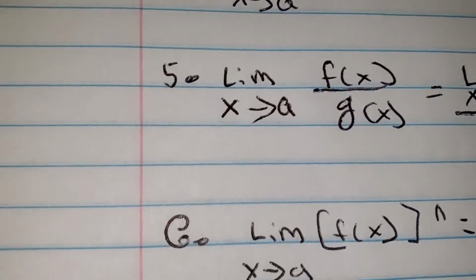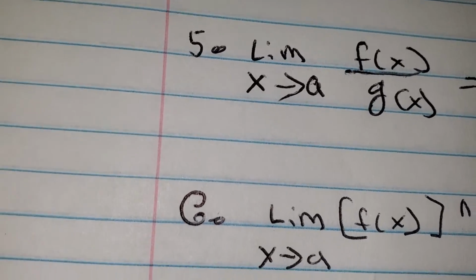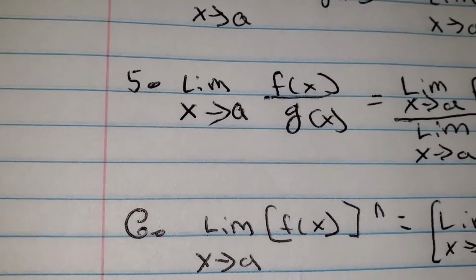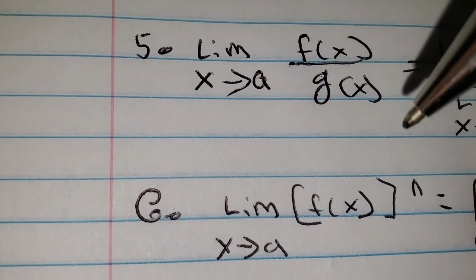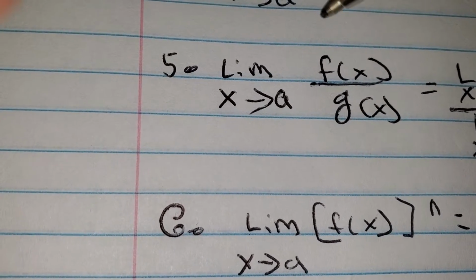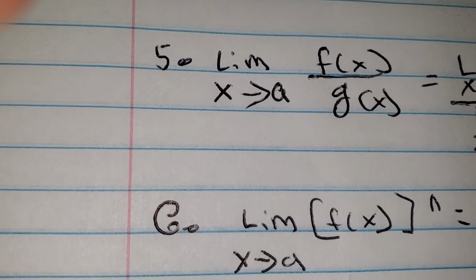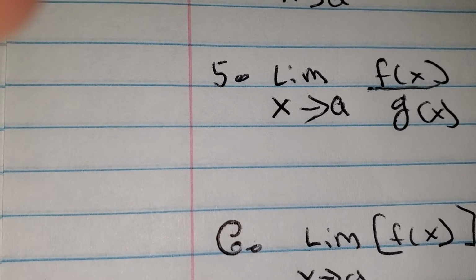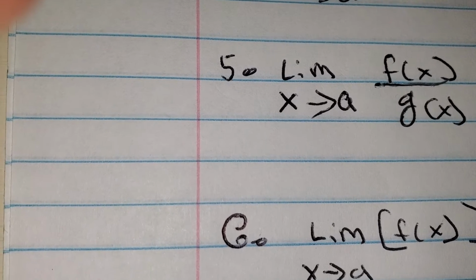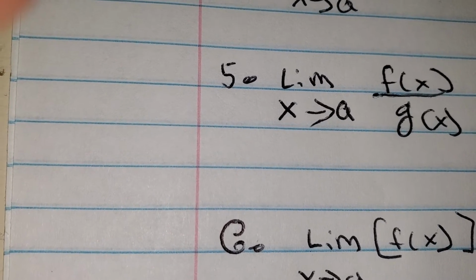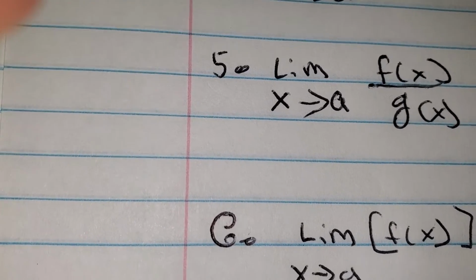Now, what if we wanted to divide them? Well, similar case. We could split them apart. So if we have a quotient inside of our limit operation, the limit as x approaches a of f of x over g of x, we could, in the numerator, write a limit out for f of x, and in the denominator, write a limit out for g of x.